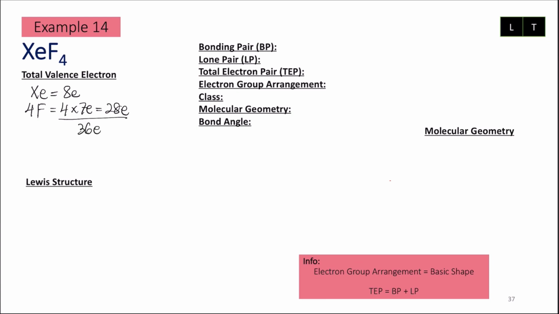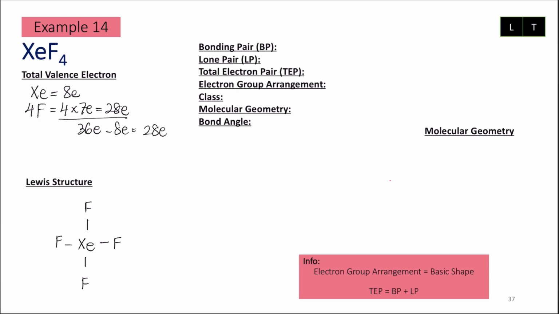After that, I'm going to choose Xe as my central atom. And then it bonds to 4 fluorine atoms. And then we use up already 8 electrons. So minus, we have the leftover is 28 electrons. These 28 electrons, I will put as a lone pair around fluorine.